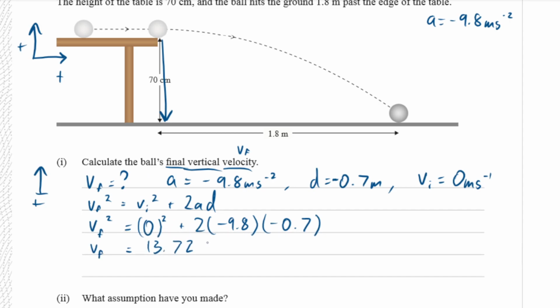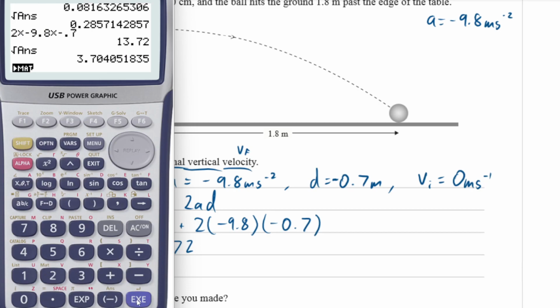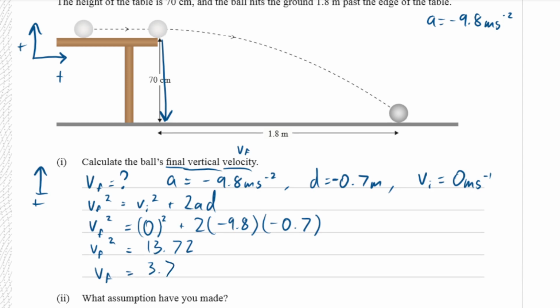Now is that our final speed? Nope, that's VF squared. Our last step is to square root. So shift square root, shift answer, 3.7 meters per second. And what would the direction be? So a reminder, when you square root a value, you actually get a positive and a negative answer, mathematically. However, in physics, we need to say, all right, what's the direction?